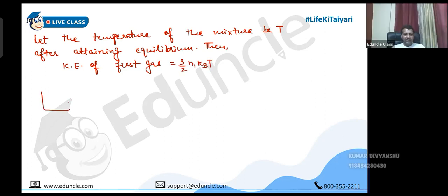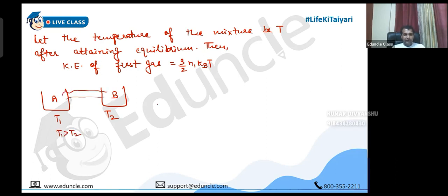Initially, there are two gases. This is one gas, gas A. This is another gas, gas B. They were at temperatures T1 and T2. Suppose T1 is greater than T2. Then the heat will flow from this to this. But eventually, after some time, when both attain the same temperature, no heat will flow.